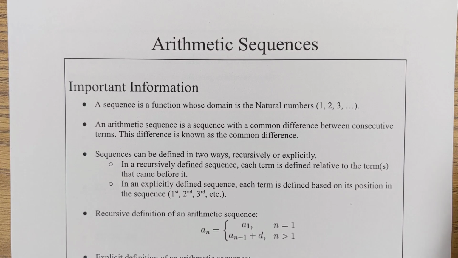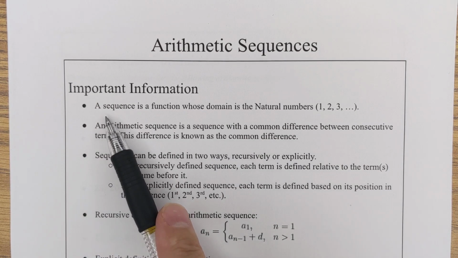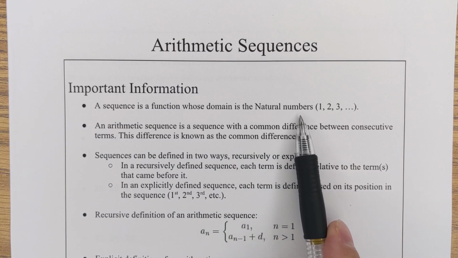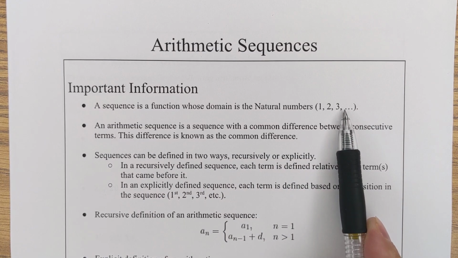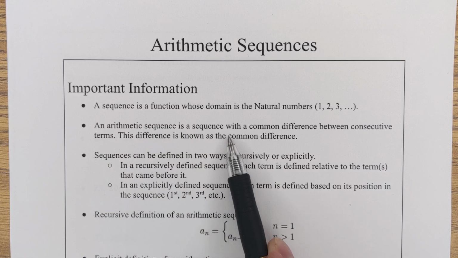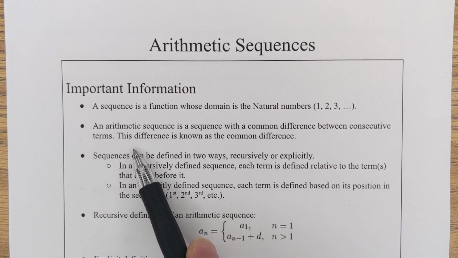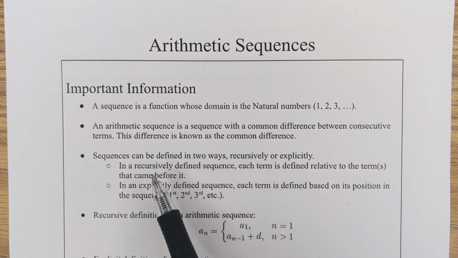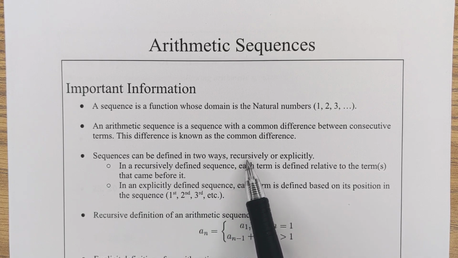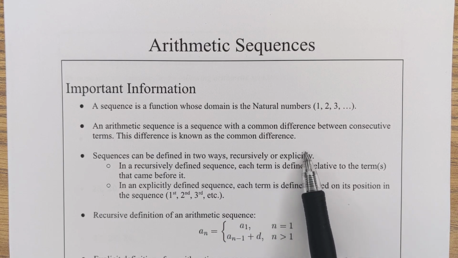Okay, so here are the notes for arithmetic sequences. A sequence is a function whose domain is the natural numbers. So 1, 2, 3, those are the values we'd be plugging in. It has a common difference between consecutive terms, and that's known as the common difference. There are two ways these can be defined, recursively and explicitly.